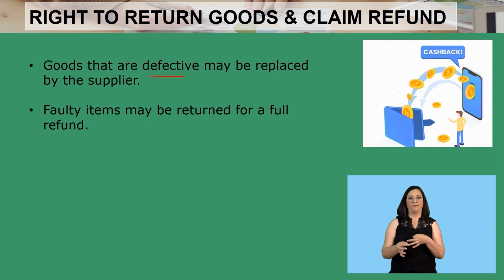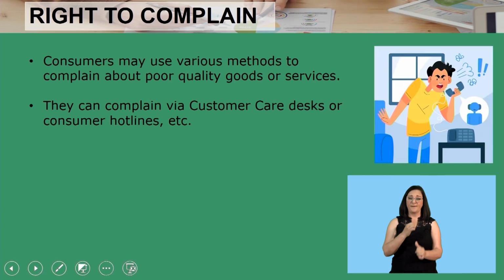This is the right to return goods and claim a refund. Faulty items may be returned for a full refund, but remember we said the disadvantage is that some customers can take advantage of that and return goods even when it's unnecessary to do so. So the right says you've got the right to return goods and claim a refund. You've got a right to complain as well.